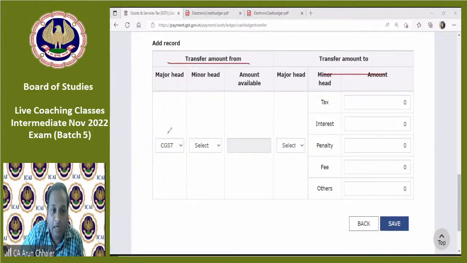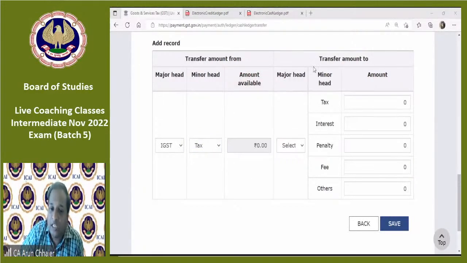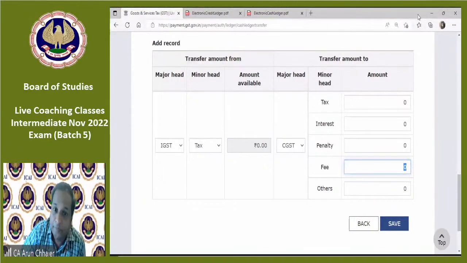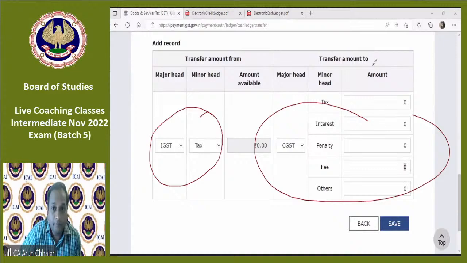So suppose the amount lying is under IGST and the tax part. The portal will show the amount available. Then where do I like to transfer? I would like to transfer under CGST and under the interest, under the late fees. So you will put the amount and then save. Once you file this PMT09, the amount will be transferred from this account to this account. Let's read the provision once again and then you can ask the question.